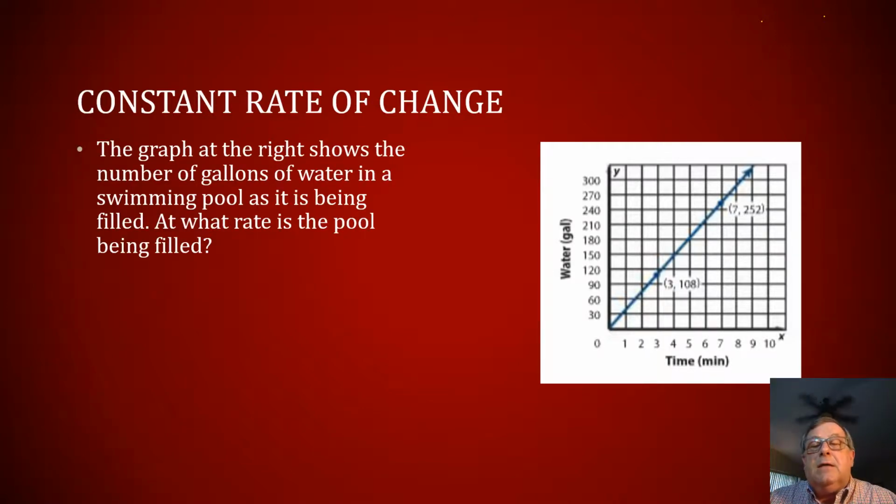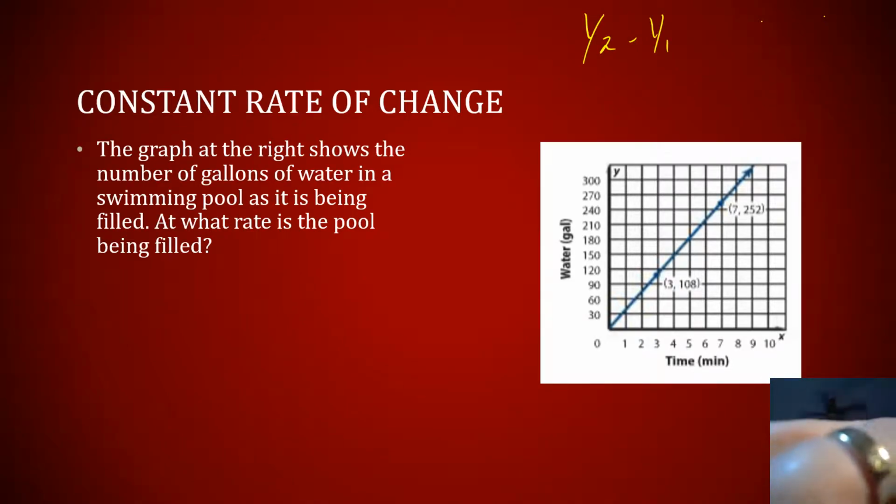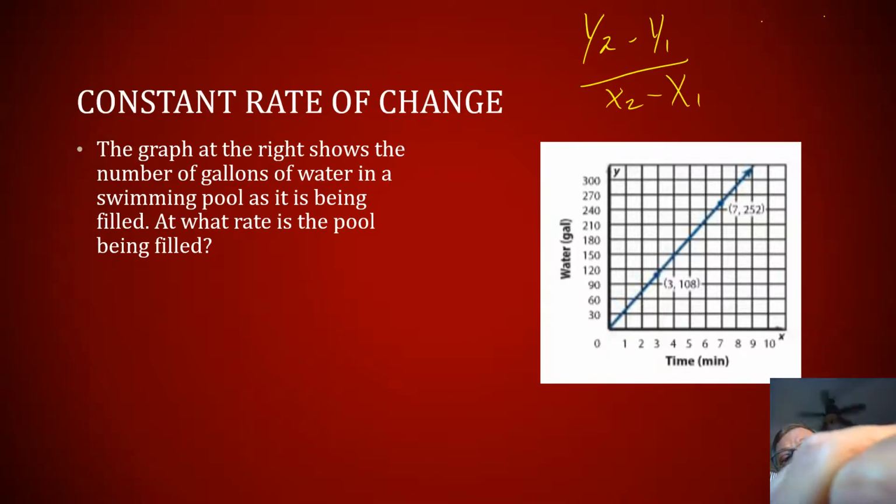Let's start with this, I guess. We have a slope formula, and that slope formula is y2 minus y1 over x2 minus x1. That equals the slope, which we designate by the lowercase letter m. M, slope, equals y2 minus y1 over x2 minus x1.